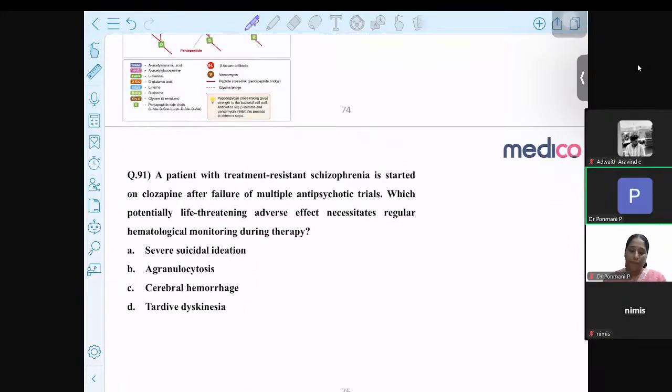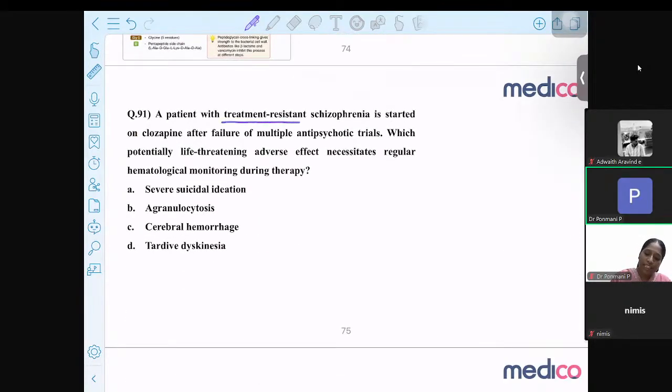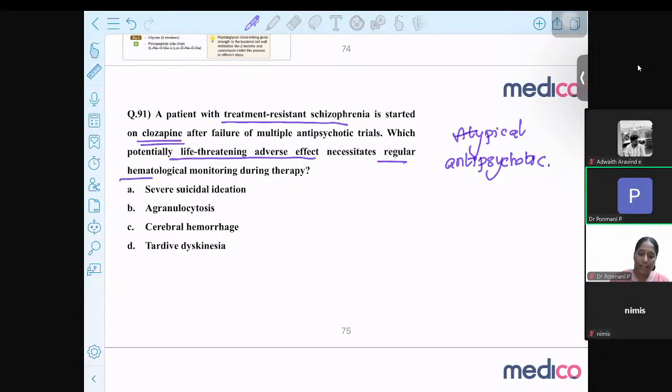Okay. Now coming to the next question. A patient with treatment-resistant schizophrenia is started on clozapine. What is clozapine? Clozapine is an atypical antipsychotic. They are asking, which is the life-threatening adverse effect which necessitates regular hematological monitoring during the therapy? The answer is already there in the question. It is hematological monitoring. Among these, the hematological feature is platelet. So clozapine is prone to cause agranulocytosis.